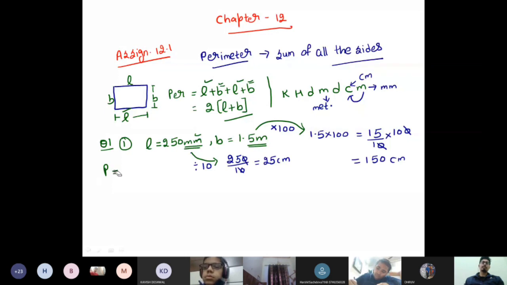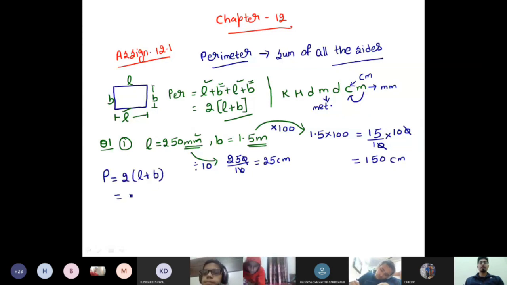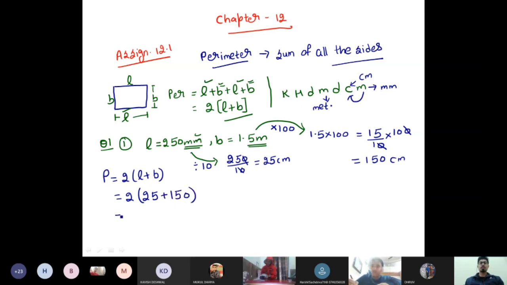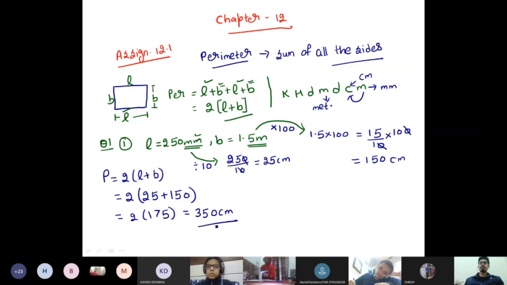Now, students, what we have to do is find out the perimeter. So perimeter will be how much? Perimeter will be 2 bracket L plus B. So it will be 2 bracket length, which is 25, breadth is 150. So this will be 175. Now if I multiply them, what will be the answer? 350 centimeter. Is this clear to everyone?